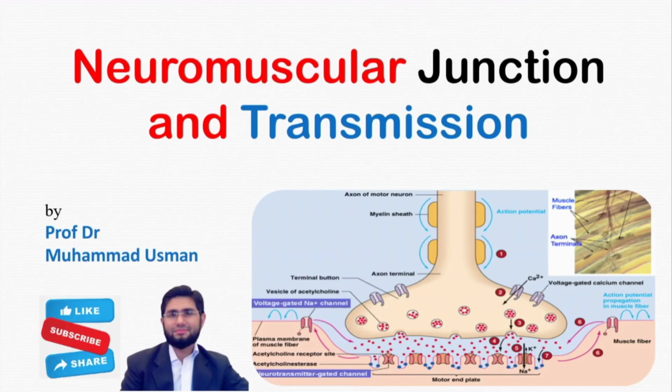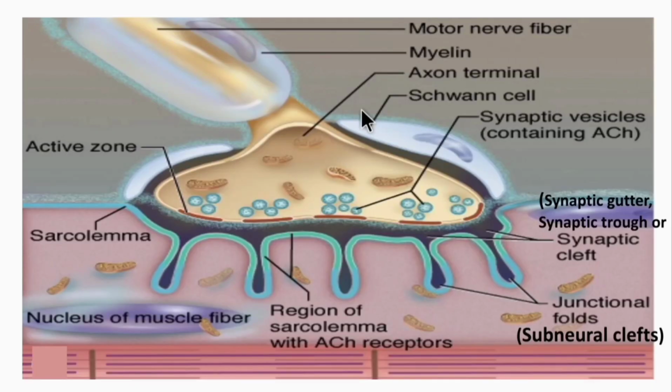I am Professor Dr. Muhammad Usman, Professor of Physiology, and today in this short video we will learn about the neuromuscular junction and the process of neuromuscular transmission. By definition, the neuromuscular junction is a synapse between a nerve fiber and a muscle fiber or muscle cell, as you can see here. So, this is the nerve fiber or axon and this is the muscle fiber. Let us see what structures or special things are present here.